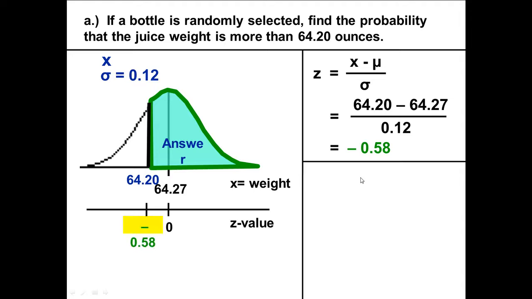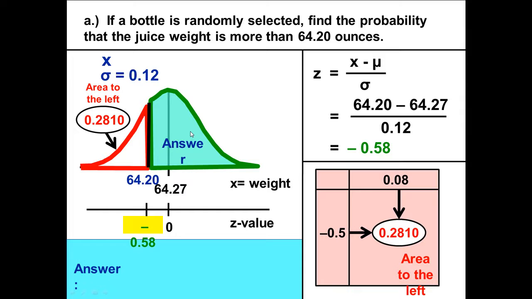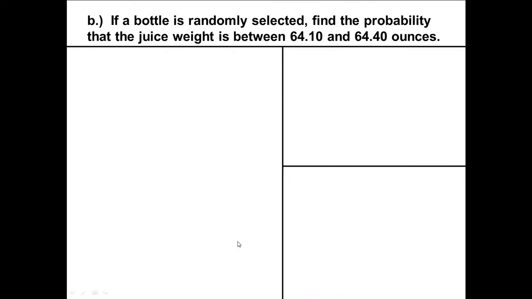So now we're going to go ahead and find that probability on the tables. Now, the only problem is that you can't get them from the right side. So you have to get them from the left side and then subtract from 1. So we're going to do that. We're going to go to negative 0.58, and we're going to find the left side of it. That's 0.2810 right here. We subtract from 1 to get the blue area. So we get 0.7190. So that means that the probability of finding juice that weighs more than 64.20 is going to be about 71.9%. And that's our answer for that one.